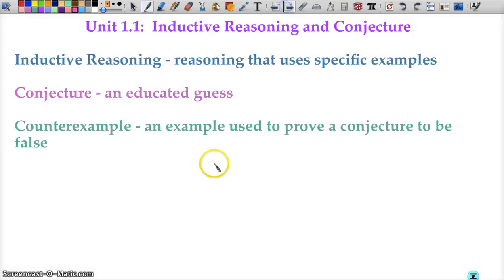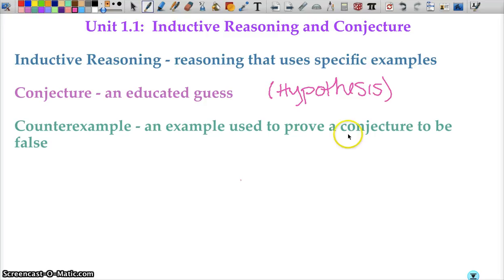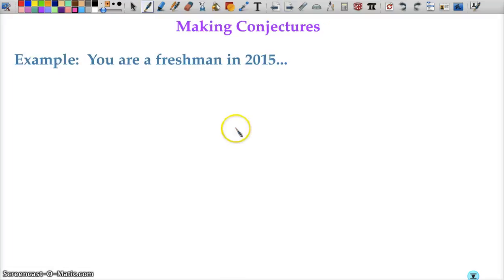So let's just start with some terms that you need to know. First being inductive reasoning. And so that's just reasoning that uses specific examples. So some kind of a very specific example to back up whatever argument it is that you have. A conjecture is just an educated guess. So it's kind of like a hypothesis, like in science. It's the same kind of idea, like you're making some kind of a guess about something. And then we have what's called a counterexample. And so basically all that is just taking some kind of a conjecture and proving it to be false and saying, okay, well, this doesn't always work because this could happen.